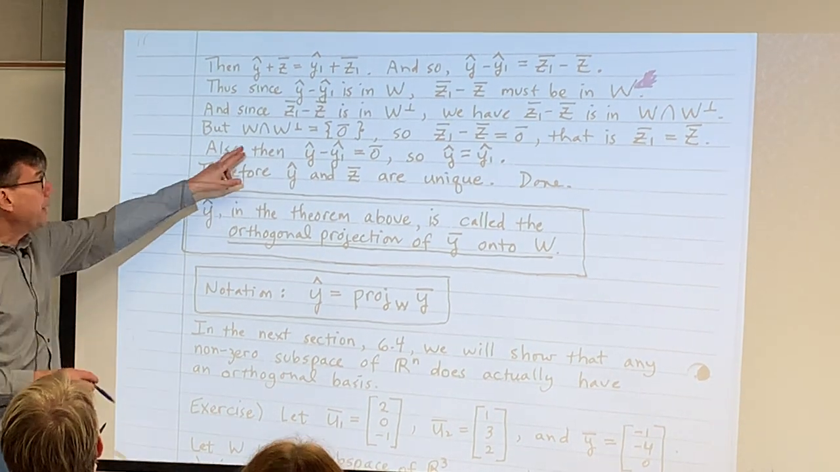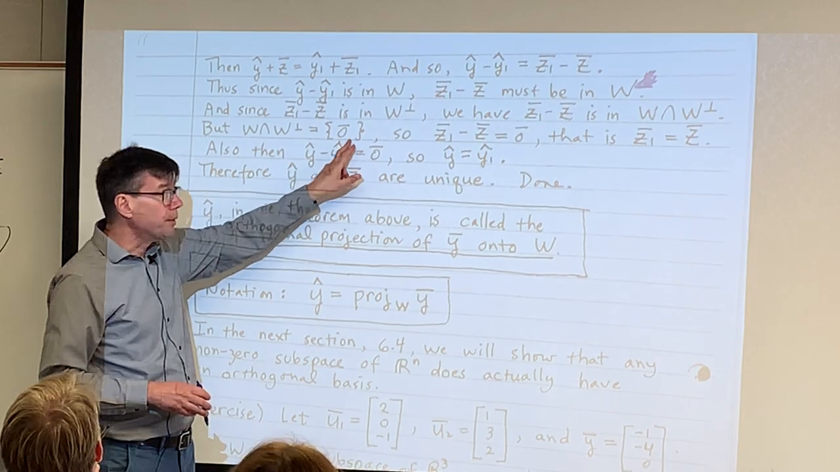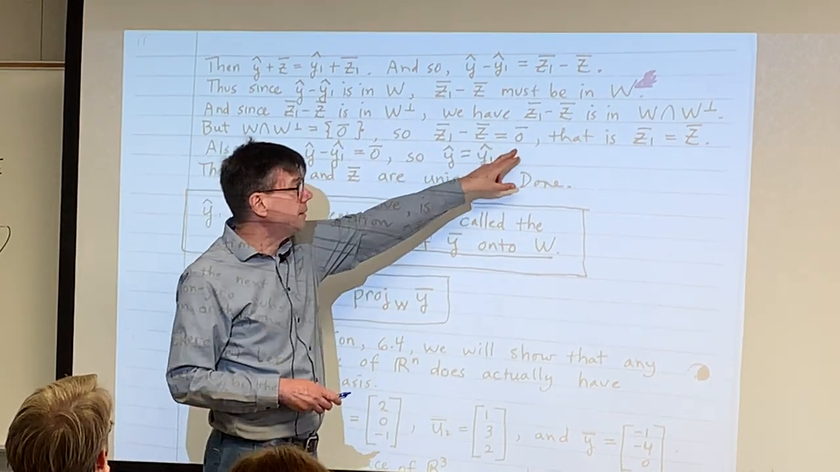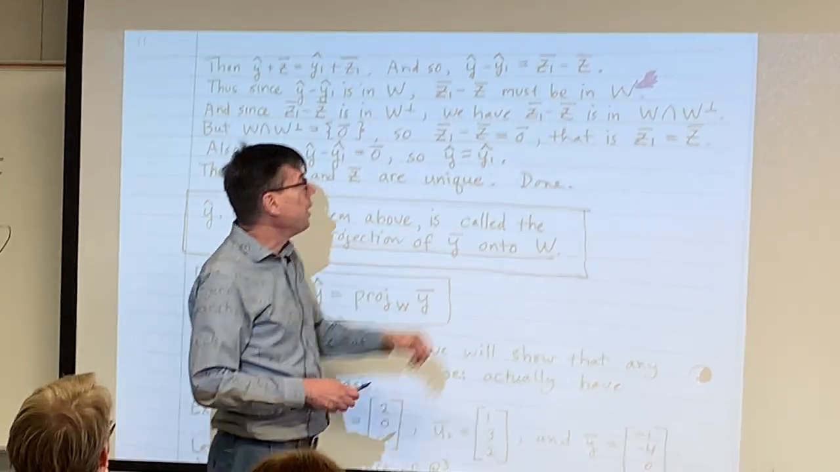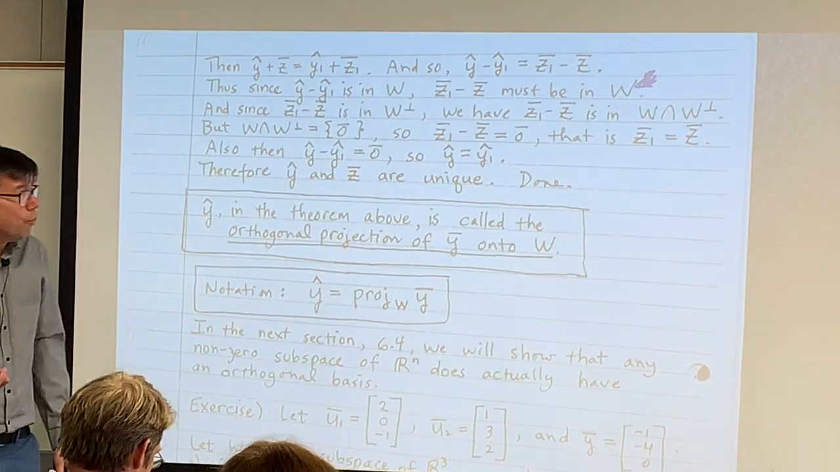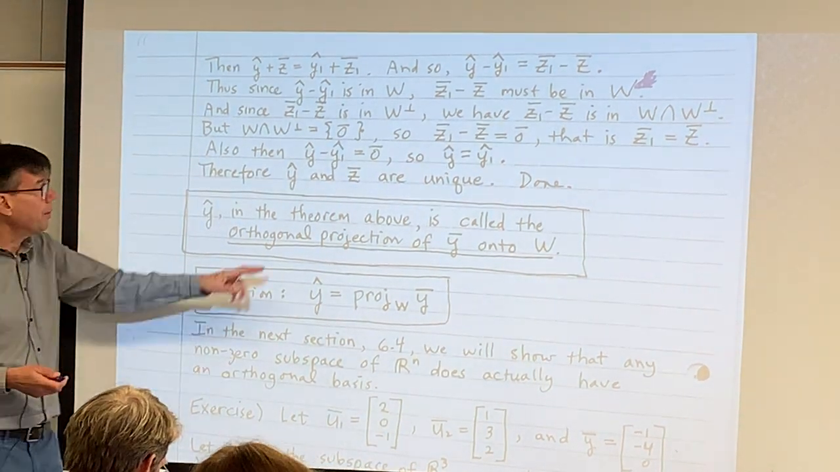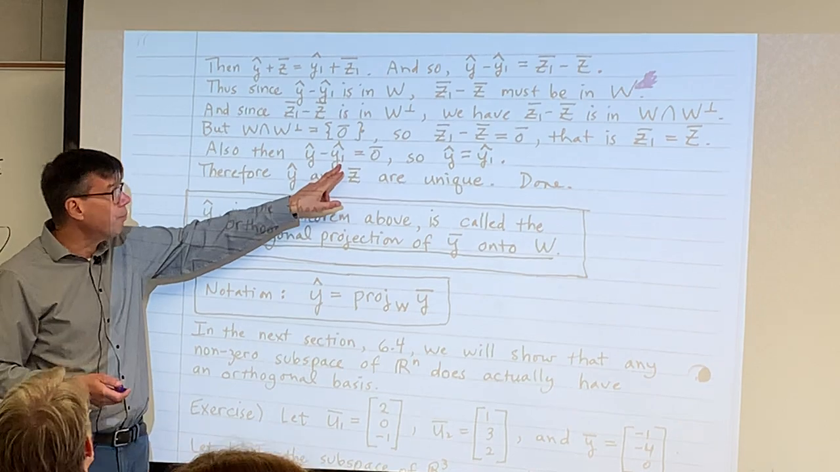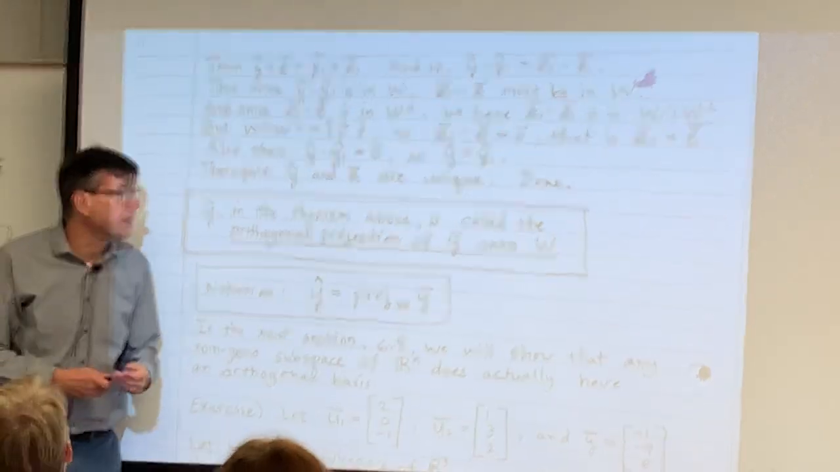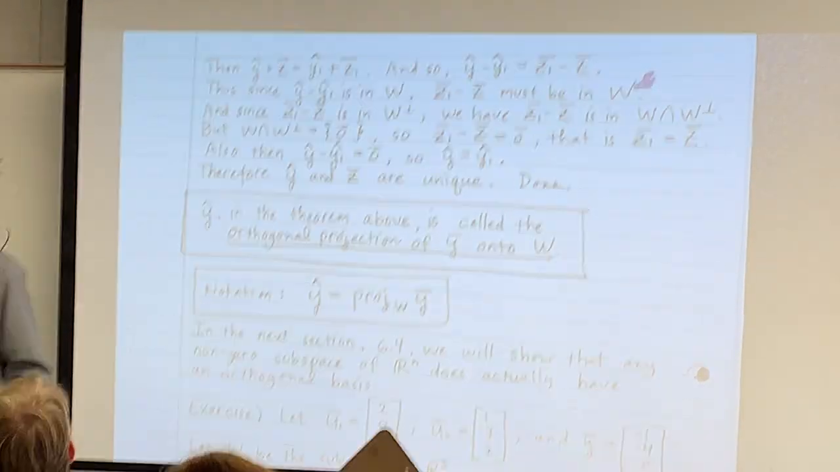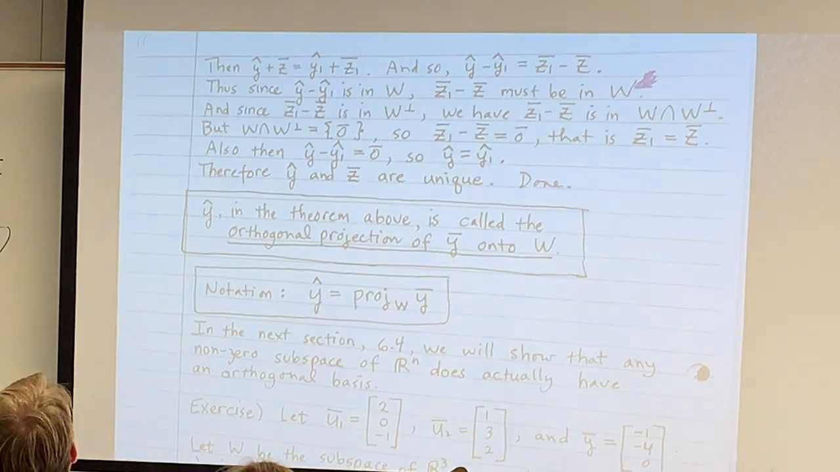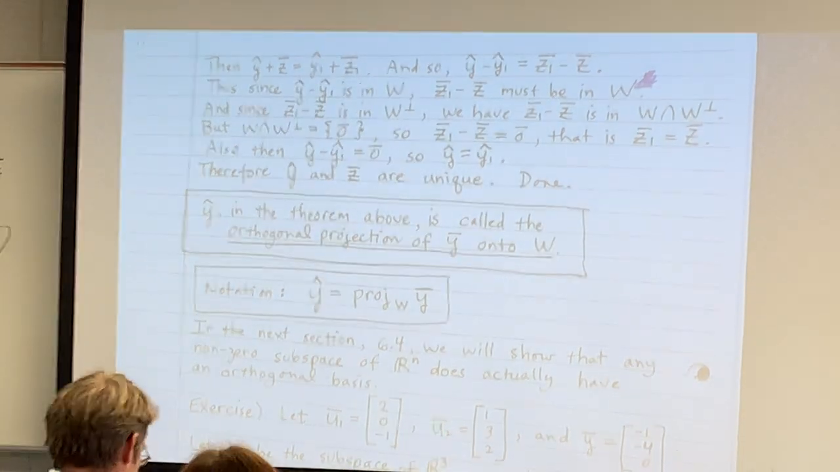Yeah. But the intersection of those two is only 0. So this difference has to be the 0 vector because it's in both. And that means z1 equals z, which means there's only one of those. And then also y hat minus y1 hat is 0, so y must equal y1 hat. OK, done. All right, sorry. But that was perfectly OK as written. Sorry, that wasn't a typo.